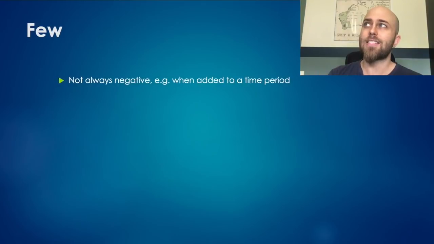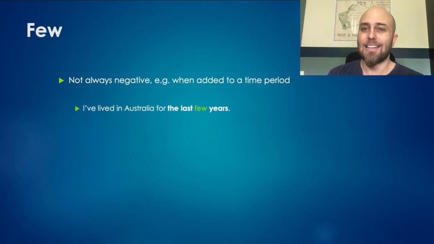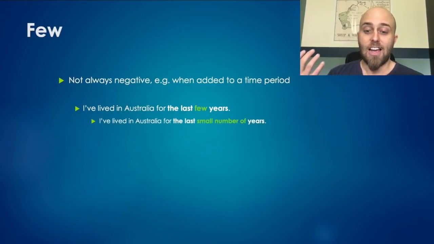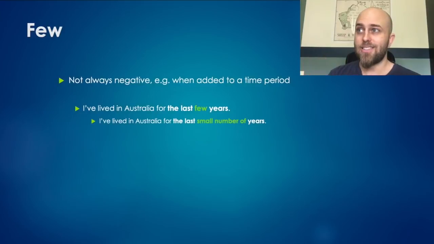So when you add this in with a time period in the future or in the past, it's just talking about a small number, right? So for example, I've lived in Australia for the last few years. That could be 2 years, 3 years, 4 years, but the basic idea being that I have lived in Australia for the last small number of years, okay?